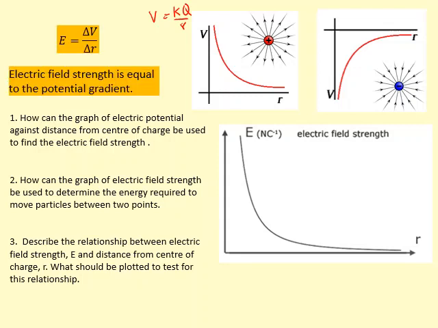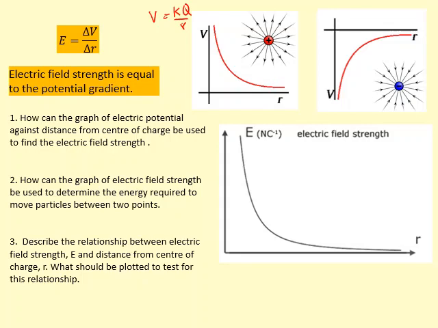We also need to note that the electric field strength is equal to the potential gradient. So the more quickly the potential changes, in other words, the closer the potentials are to each other, the stronger the field, which is why the field is stronger over here compared to here.